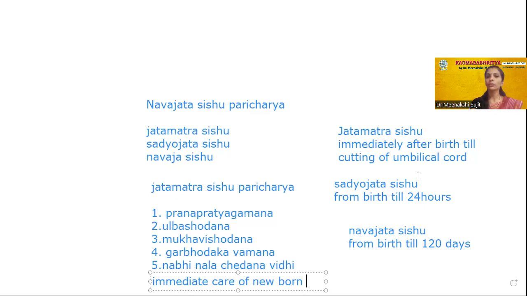Next class, we'll go to Sadyojata Shishu Paricharya. What we saw is Jatamatra Shishu Paricharya, the immediate care from birth till cutting of the umbilical cord. Then in Sadyojata, we'll see what all procedures will be included.